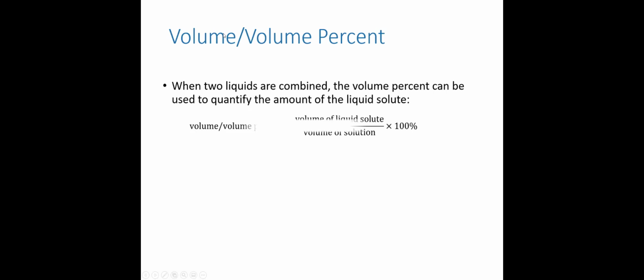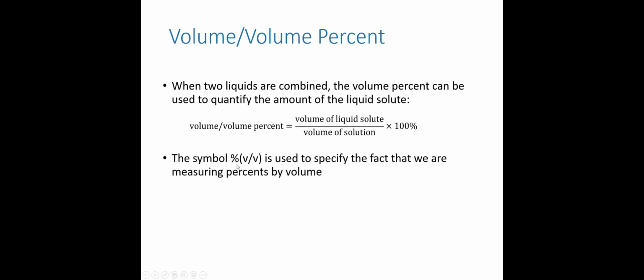Another way in which we can measure concentrations is to use various percents. I'm going to start off with what's called the volume percent. Essentially, the volume percent is the volume of a liquid solute over the total volume of all parts of the solution. Since this will necessarily be less than 1, we have to multiply by 100% to convert it into a percentage. And then we use this symbol here, percent V over V, to show that the type of percent we are measuring is by volume.